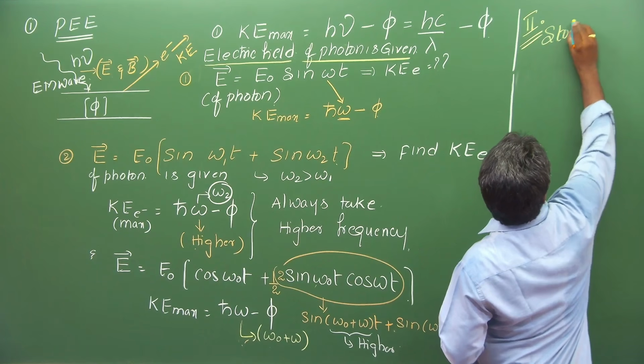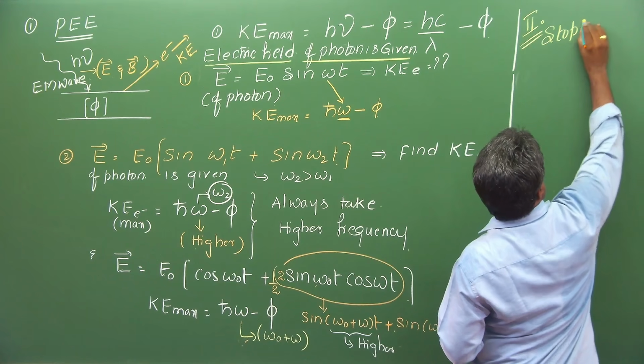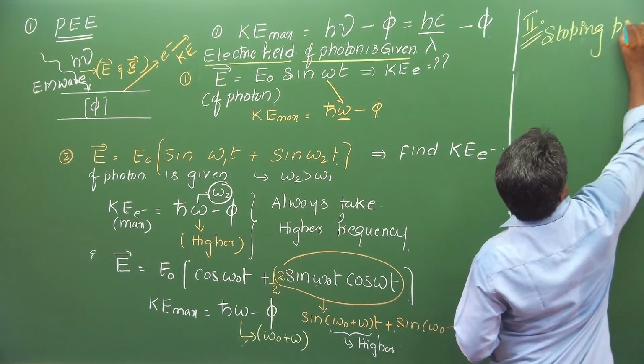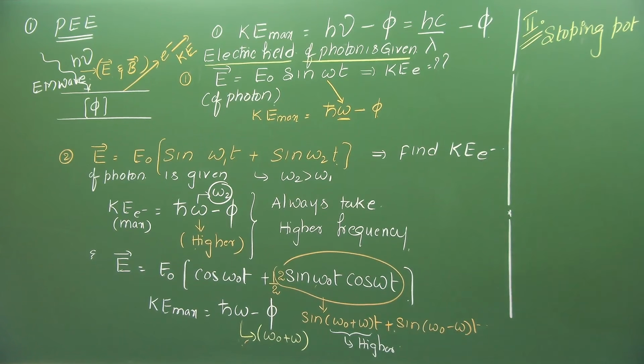And the second point is also very crucial. Stopping potential. Spelling: S-T-O-P-P-I-N-G. Stopping potential. Yes, please, any doubt, please ask. Calicut, Pune, any doubt, please ask.